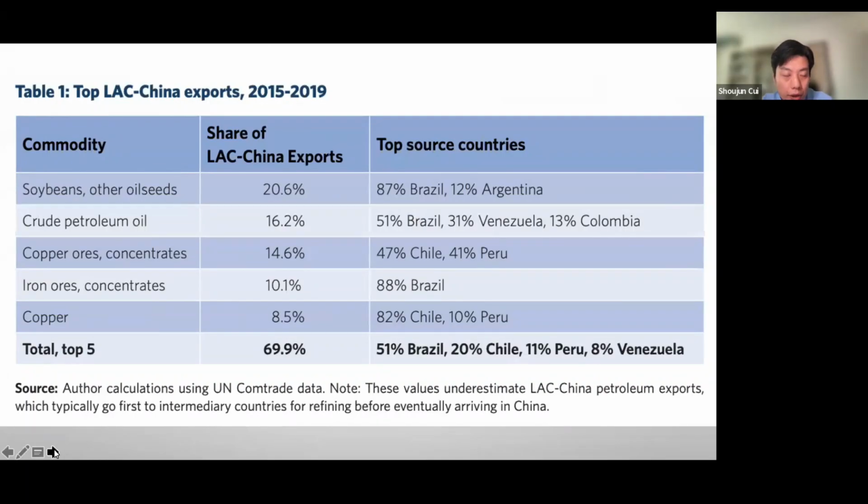This table I got from Boston University. It's a statistical survey about which commodities China bought from Latin America, what the percentage shares are in the total exportation, and where these come from. You can see Brazil, Argentina, Venezuela, and also Colombia, Chile, Peru. They are the main trade partners of China.